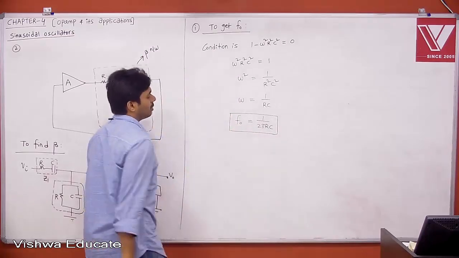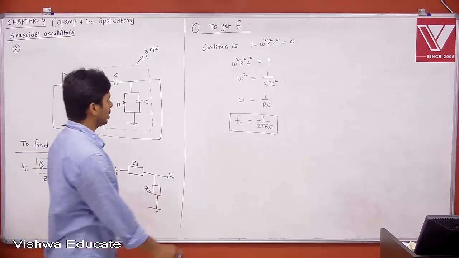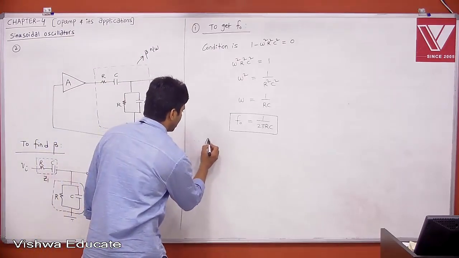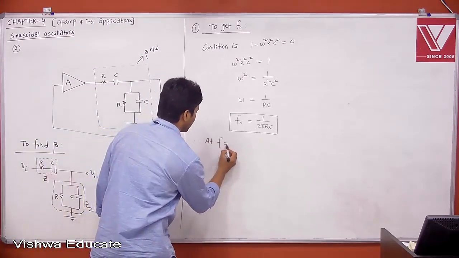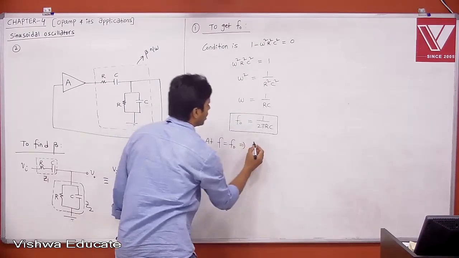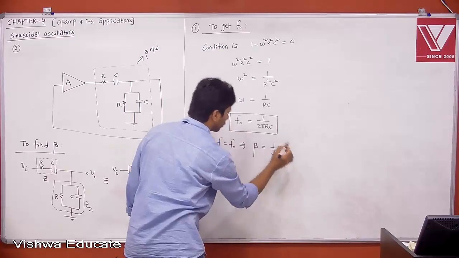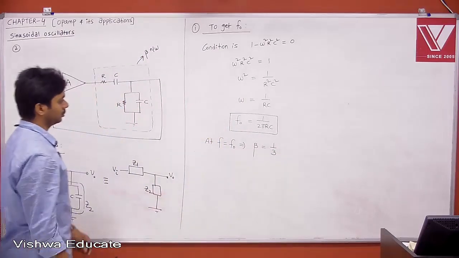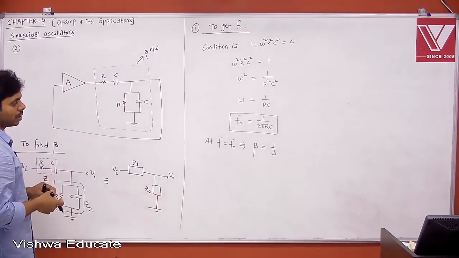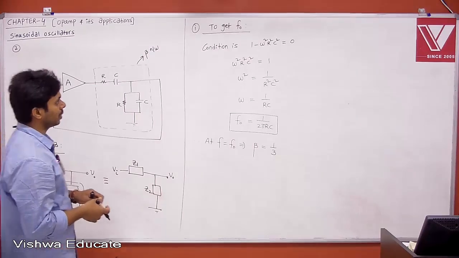At F is equal to F naught, your beta network is giving what? 0 degrees and 1 by 3. Therefore, at F is equal to F naught, at this frequency, what does it mean? Your beta network is giving 0 degrees phase shift and 1 by 3. That is the magnitude.